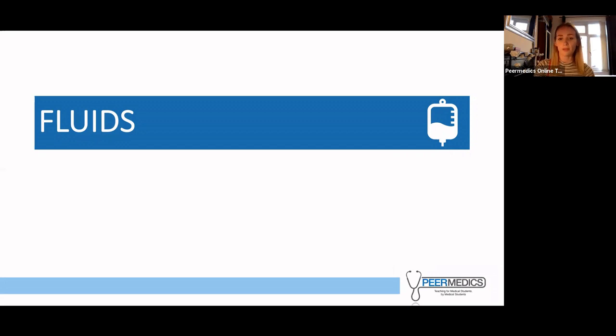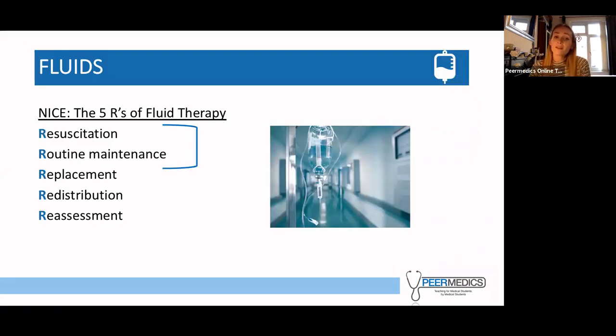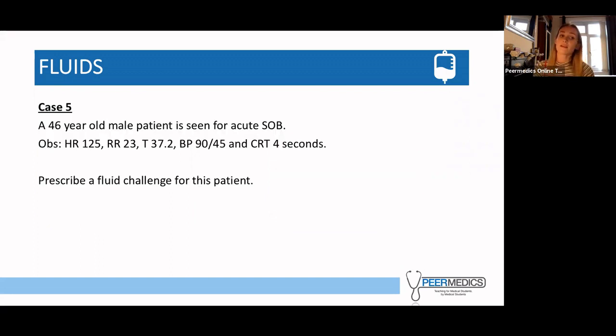No? Okay. So NICE recommend the 5 R's of fluid therapy. So these are resuscitation, routine maintenance, replacement, redistribution, and reassessment. The ones that you could be tested on are resuscitation and routine maintenance. They don't ever really test on the other ones because they're quite difficult to make cases on. And the first 2 are the most important, really, as to what you're going to be doing mostly on the wards.